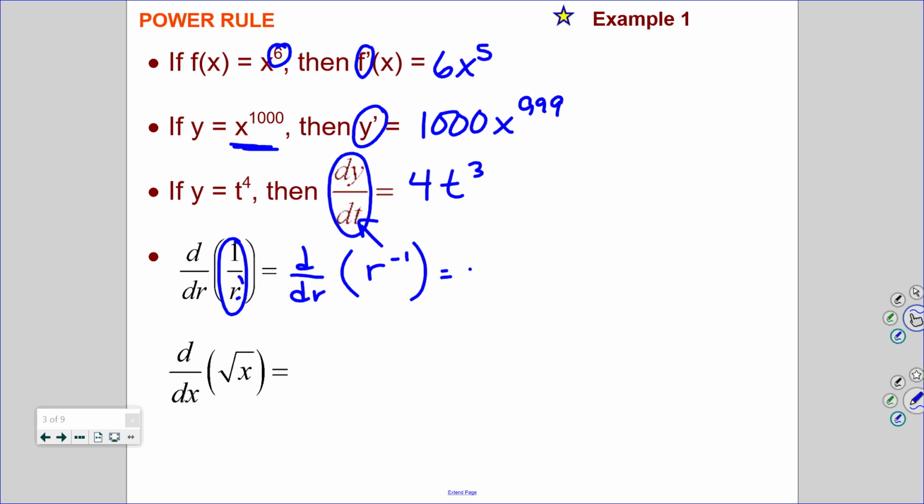I take the negative 1, I put it out front, write down my variable, and I subtract 1 from the power. And I'm okay if you want to leave your answer like this. If you want, you can make the negative exponent positive and put it in the denominator, but I'm okay if you leave it as the previous answer.